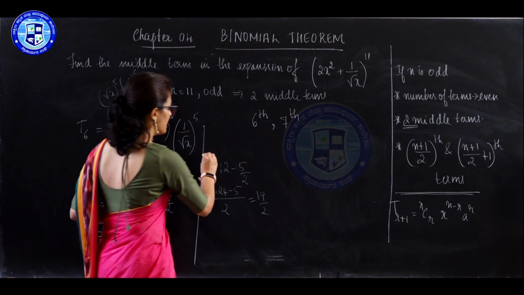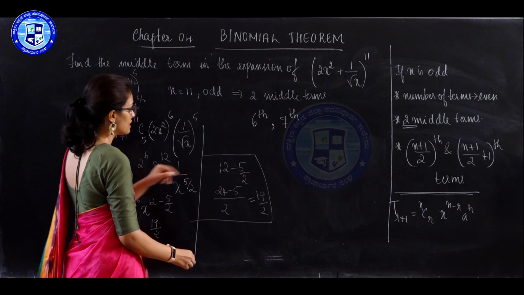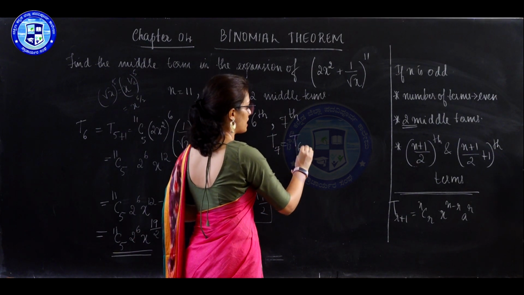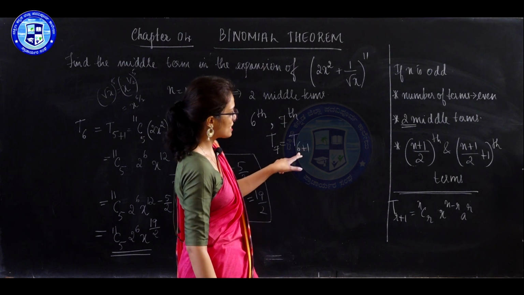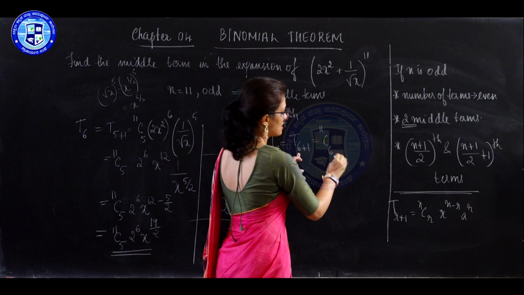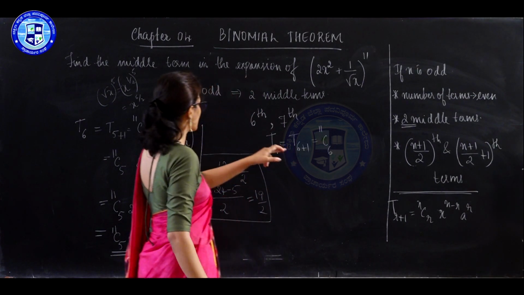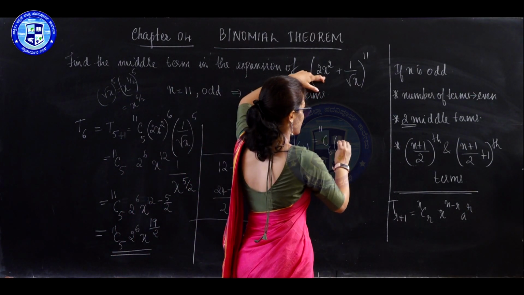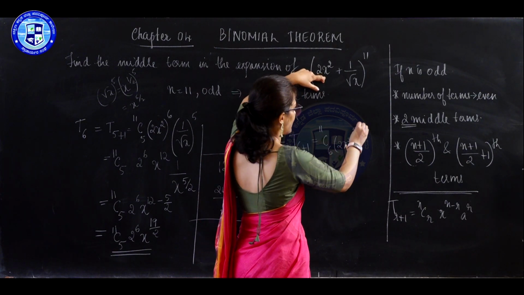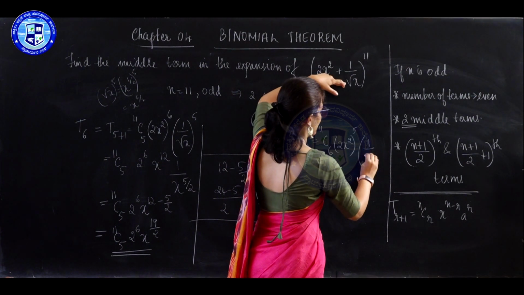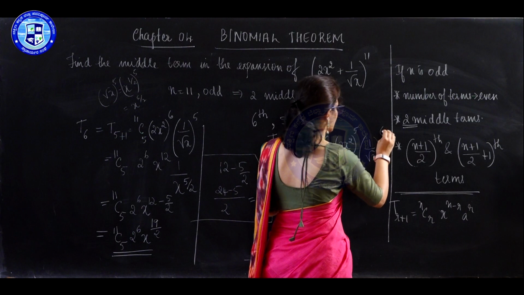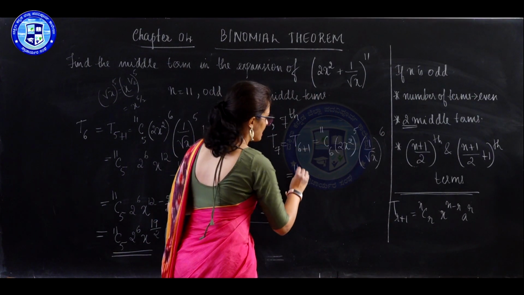Now, let us find the next term, which is the 7th term. T7 can be written as T6 plus 1, so our r value is 6. Let us substitute: 11C6 x to the power n minus r. In the place of x we have 2x square, so (2x square) to the power 11 minus 6 is 5, into (1 by root x) to the power r. r is 6.